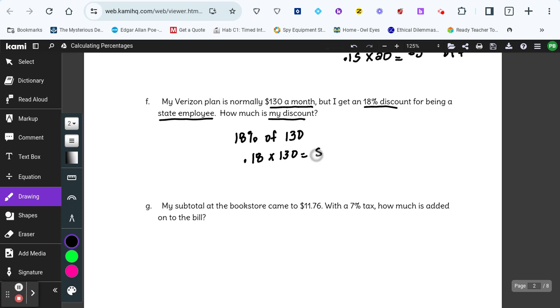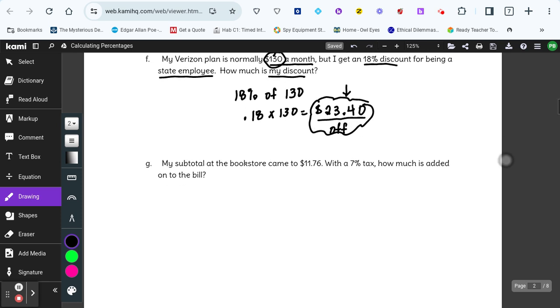So in the calculator, you're going to get this, but you just add a 0 to make it look like money. So every month I get $23.40 taken off my bill. So my bill is not really 130, it's 130 minus that amount. But they only ask for the amount off. They didn't ask what the bill would be after the amount was taken off. Just what's the amount off.